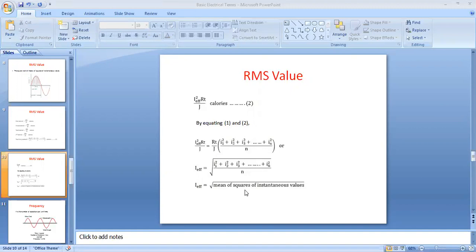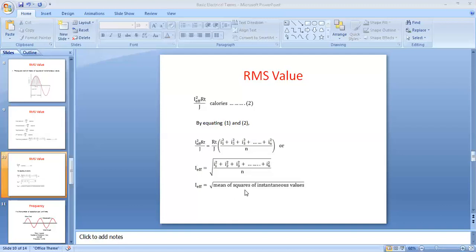It is the actual value of an alternating quantity which tells us the energy transfer capability of an AC source. The ammeter records the RMS value of alternating current, and the voltmeter records the RMS value of alternating voltage. The domestic single phase AC supply is 230 volt 50 Hz, where 230 volt is the RMS value of alternating voltage.